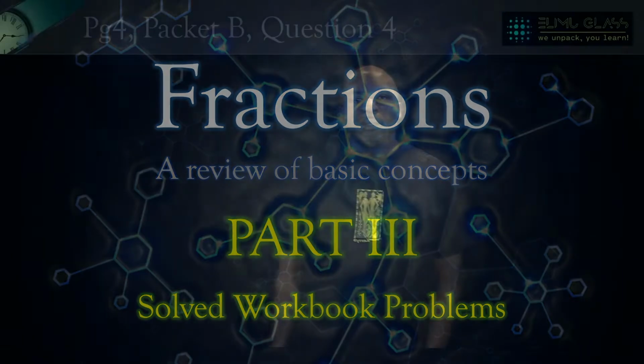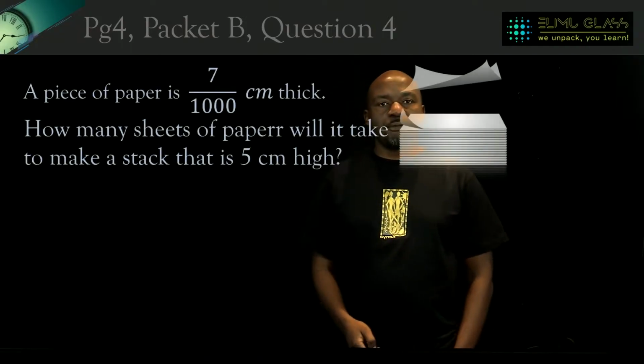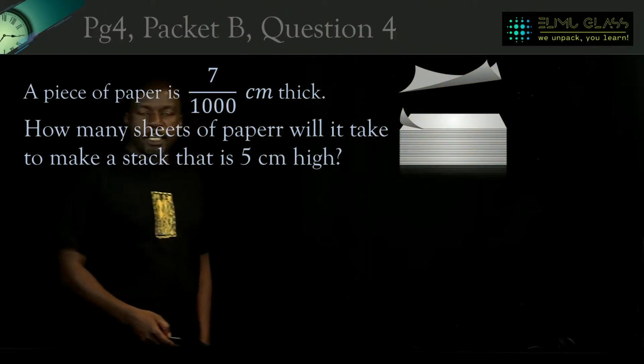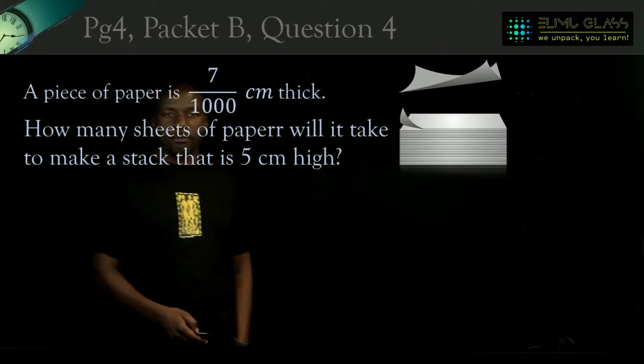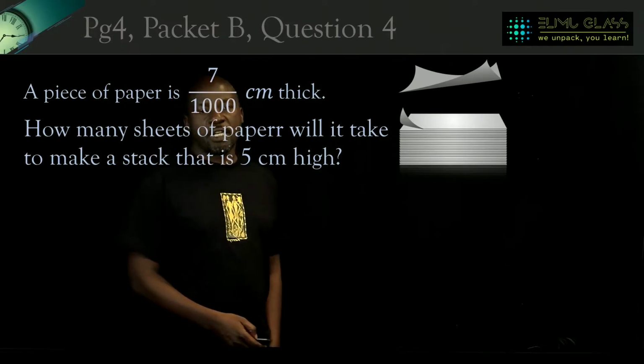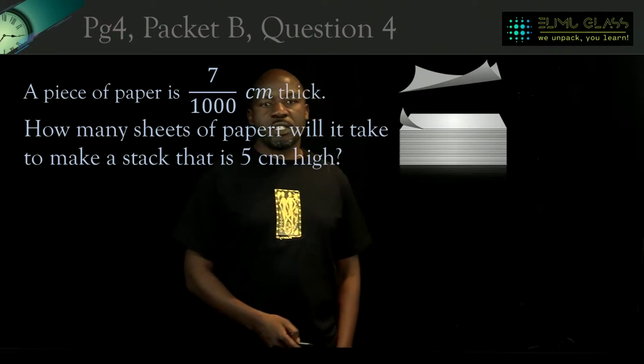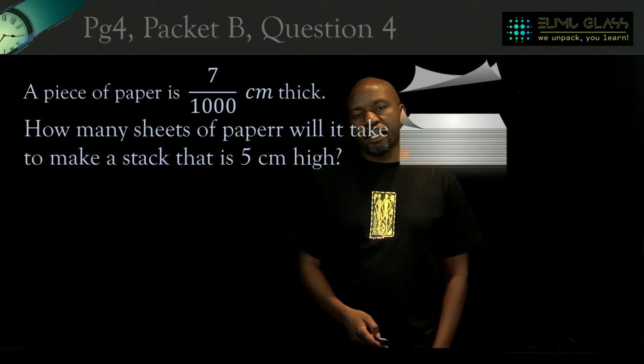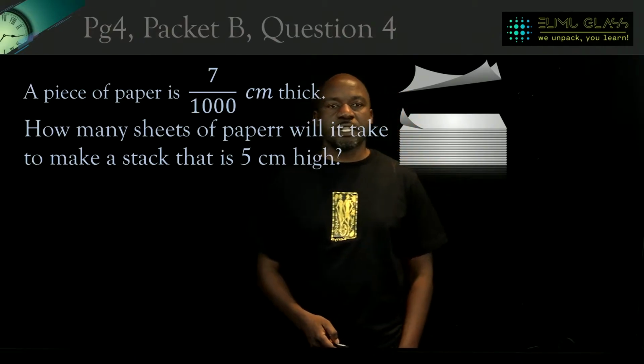All right. So we'll start by answering questions from page 4, the packet or the set B, and we'll be looking at question number 4. Question number 4 says, I hope you can see this clearly. The question says that a piece of paper is 7/1000 centimeters thick. How many sheets of paper will it take to make a stack that is 5 centimeters high?